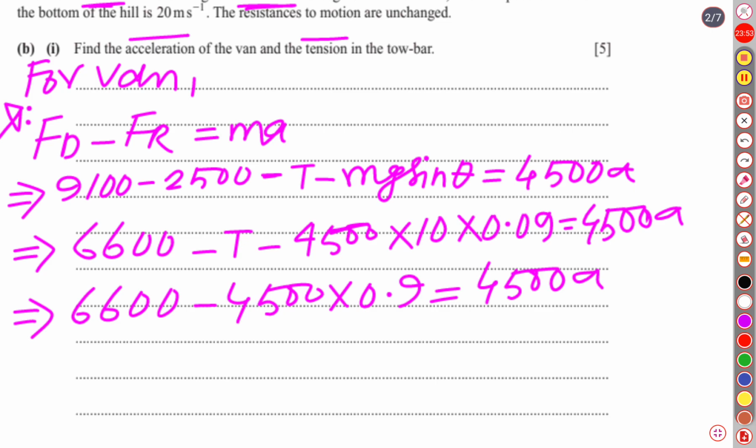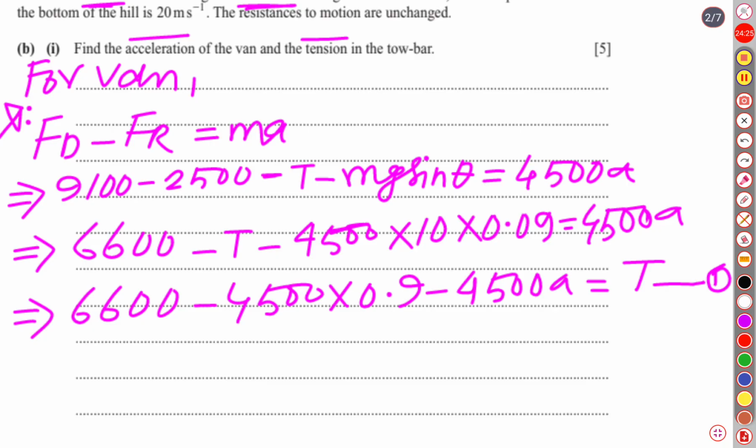Sorry, minus 4500a. It is going to be minus 4500a, and we are transposing T to the right side. It is T. So this may be equation number 1. Let us leave this as equation number 1. Okay, so this was the equation found for the net forces on the van.